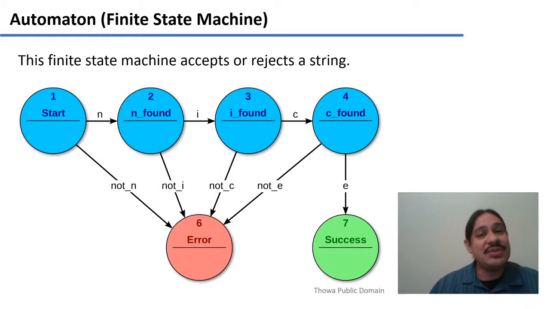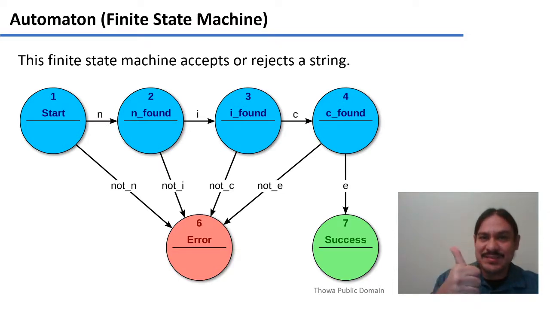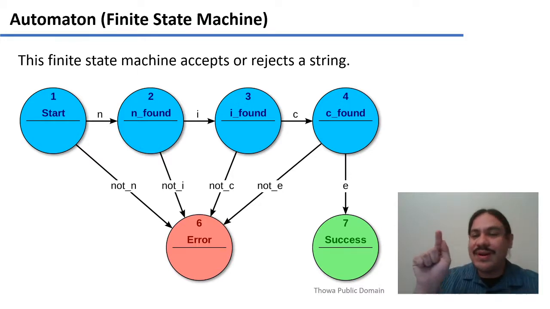So far we haven't mentioned end states, so let's look at them now. This finite state machine accepts or rejects a string. It has one initial state, number one, start, and it has two end states, number six, error, and number seven, success. Success is going to happen when we recognize the string nice, which as you can see is the road from 1, 2, 3, 4, and then on to 7.